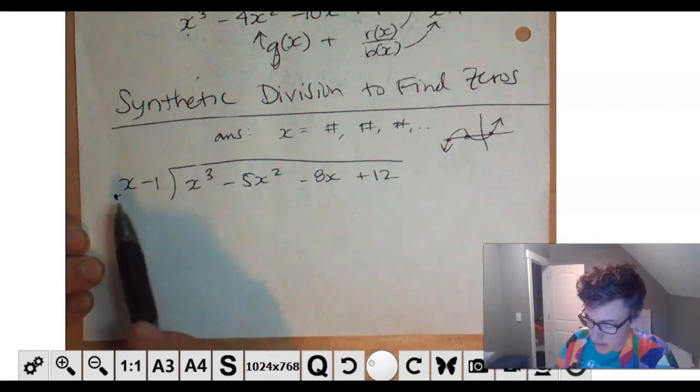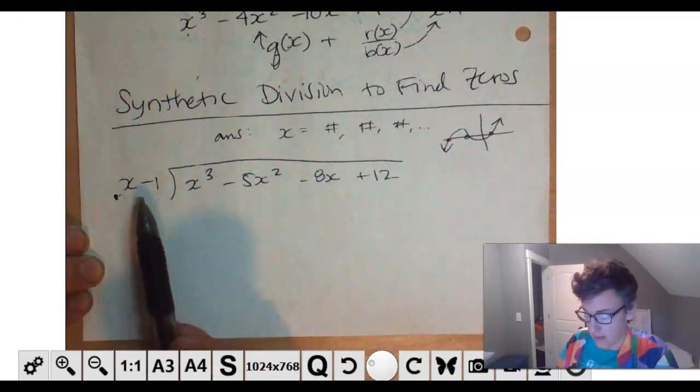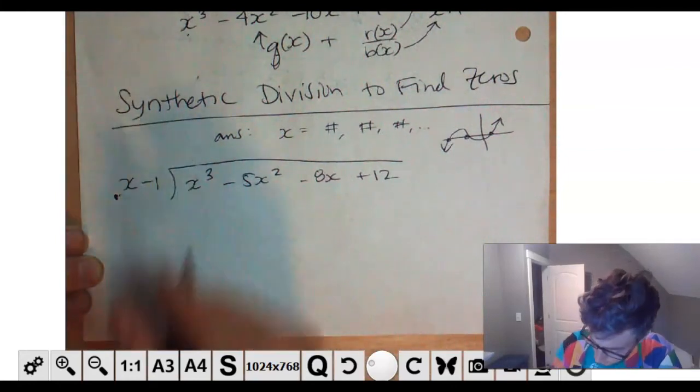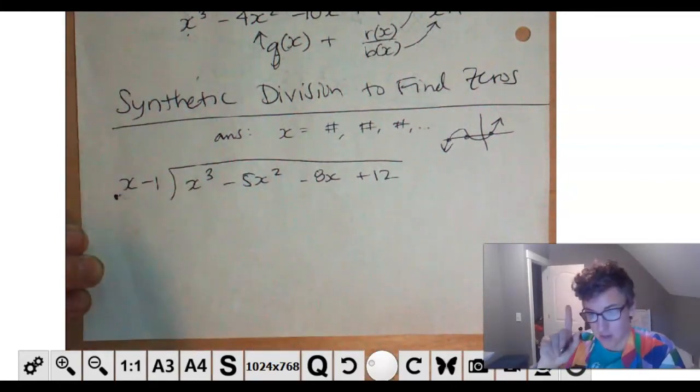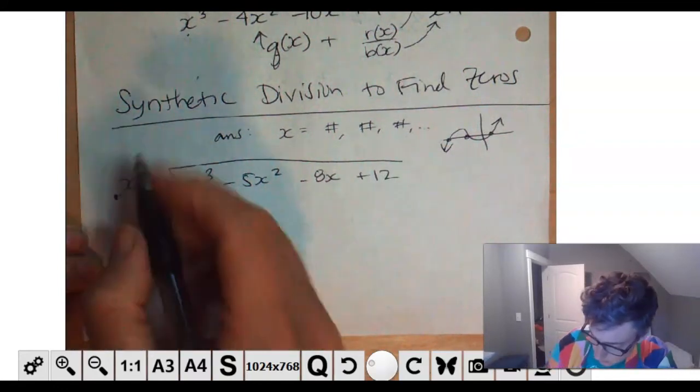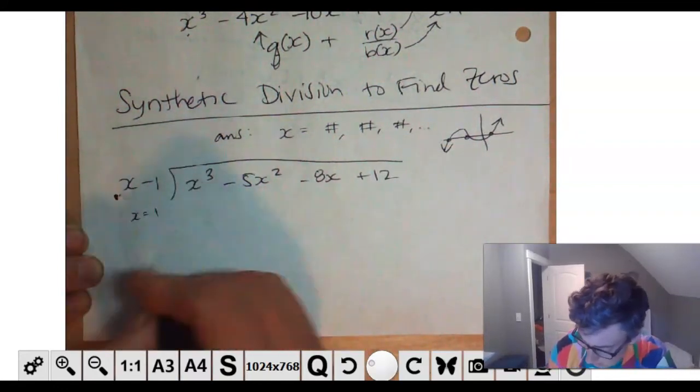It says that this should be a factor, so when I divide this, I should get a remainder of 0. Let's just double check. Let's just make sure there's nothing funny going on here. Set this equal to 0 and solve. We're going to get x equals 1. That's the number that goes in the box.